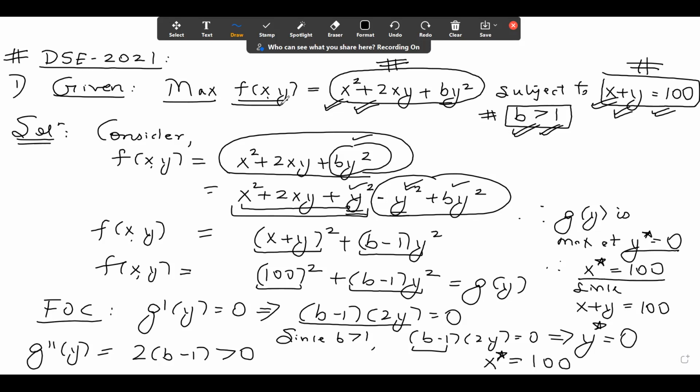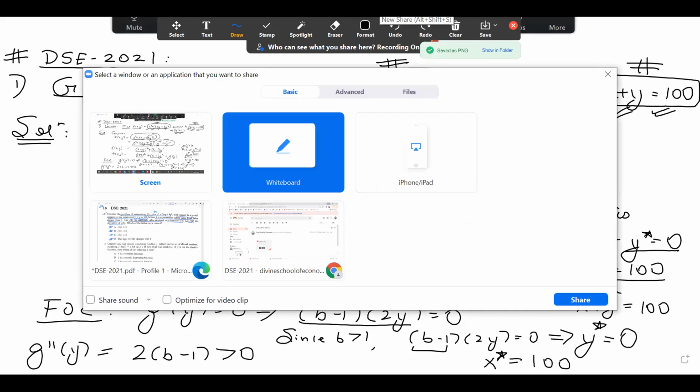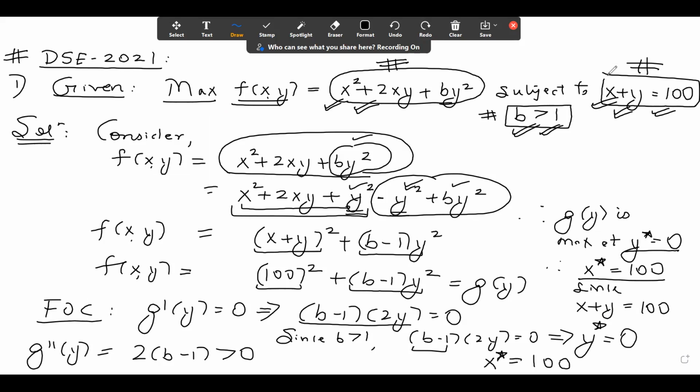Now, what else was given to us? We were given v of b. Please make this correction, v of b is the maximum value attained. We can make a correction here also. There's one correction I would want to make here: if you look at the objective, the objective was to minimize, guys. Please make this correction.